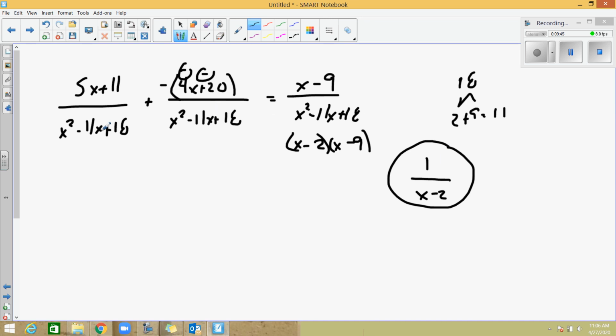Now remember, if these guys would have been different, you would have had to factor them out, multiply what you do to the bottom, you do to the top, and distribute. And those will get a little bit longer as we go through those.